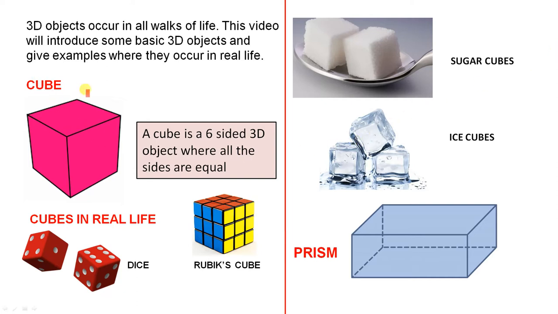Now, one of those basic 3D objects is the cube. It's a six-sided 3D object, and all their faces are exactly the same. So a cube is a six-sided 3D object where all the sides are equal. By sides we mean faces.